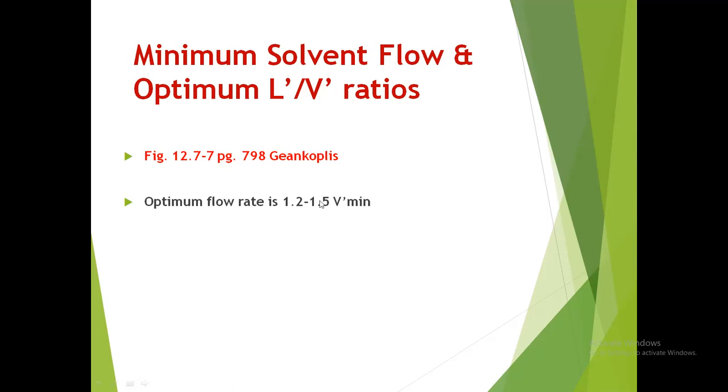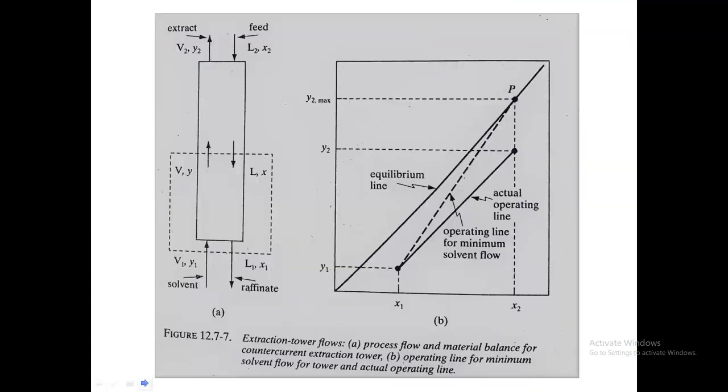But we tend to maximize it, class. In computations, I suggest to my students to use the 1.5 multiplier. So meaning we're using 50% more than the determined minimum solvent requirement to be our optimum solvent to use in our process.